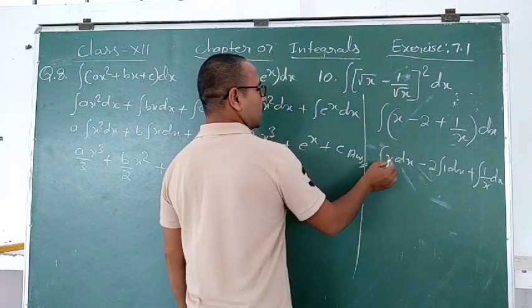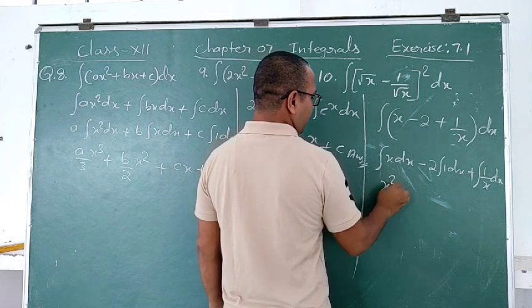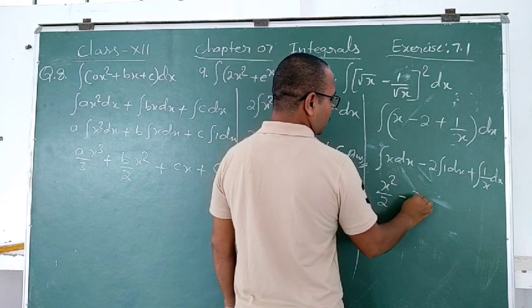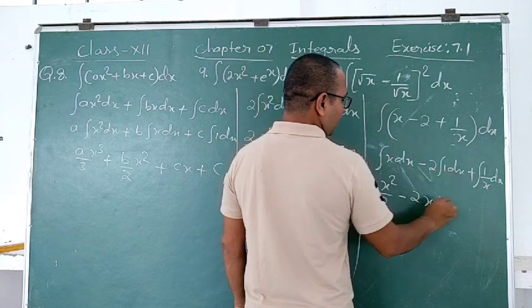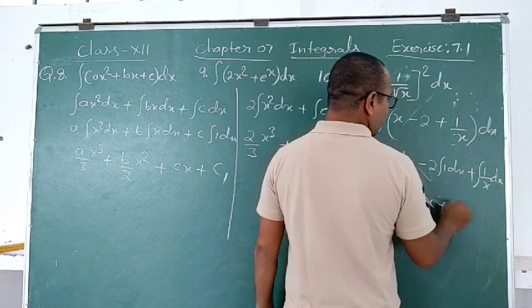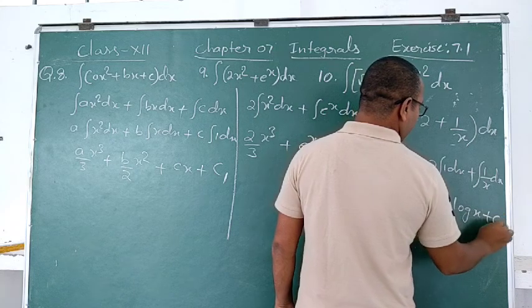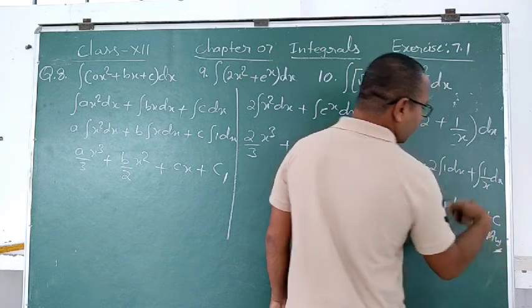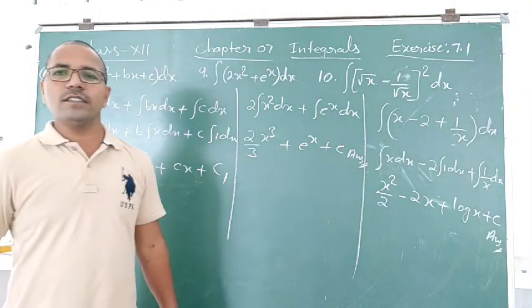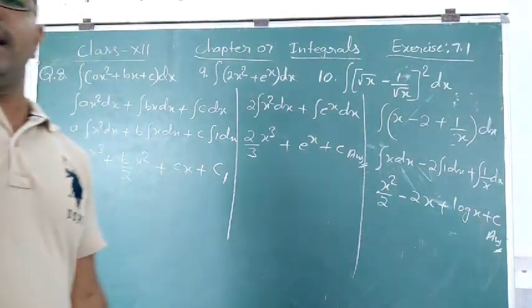So now students, the integral of x you will get x square by 2, minus 2, this one is 1, integral will get x, plus this 1 by x integral will get log x plus c. This will be our answer. So very simple questions. So now let's see the next questions.